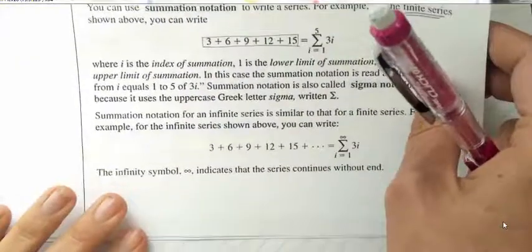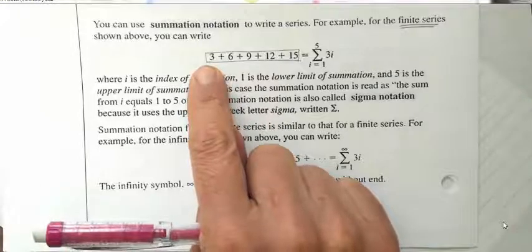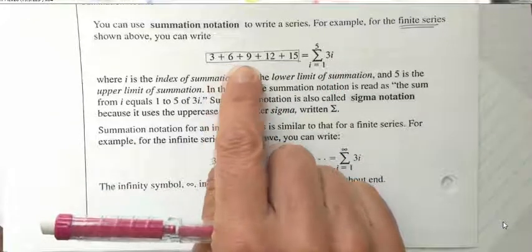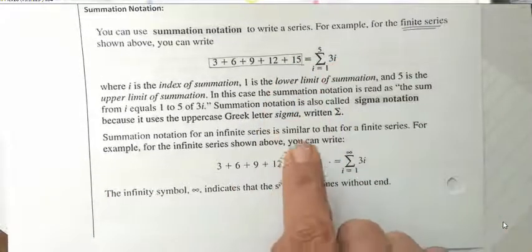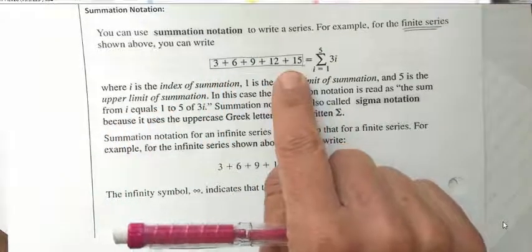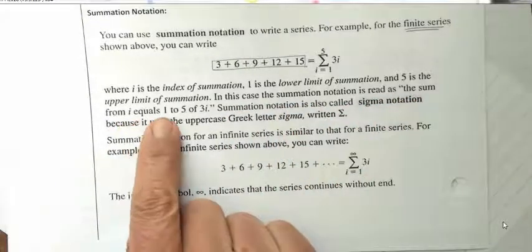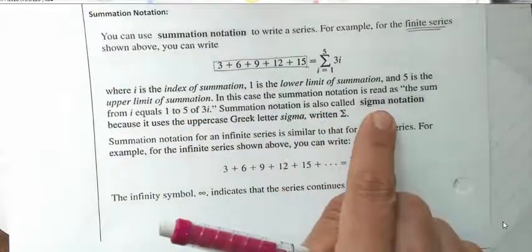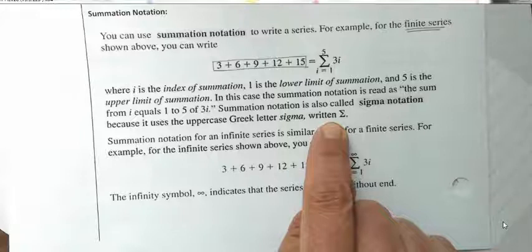Okay, so for example, here, this would be your first term, so i equals 1. This would be your second term. This would be your third term, your fourth term, your fifth term, of this. And 5 is the upper limit of summation, which means we should only have 5 terms total. And in this case, the summation notation is read as the sum from i equals 1 to 5 of 3i. Summation notation is also called sigma notation because it uses the uppercase Greek letter sigma.